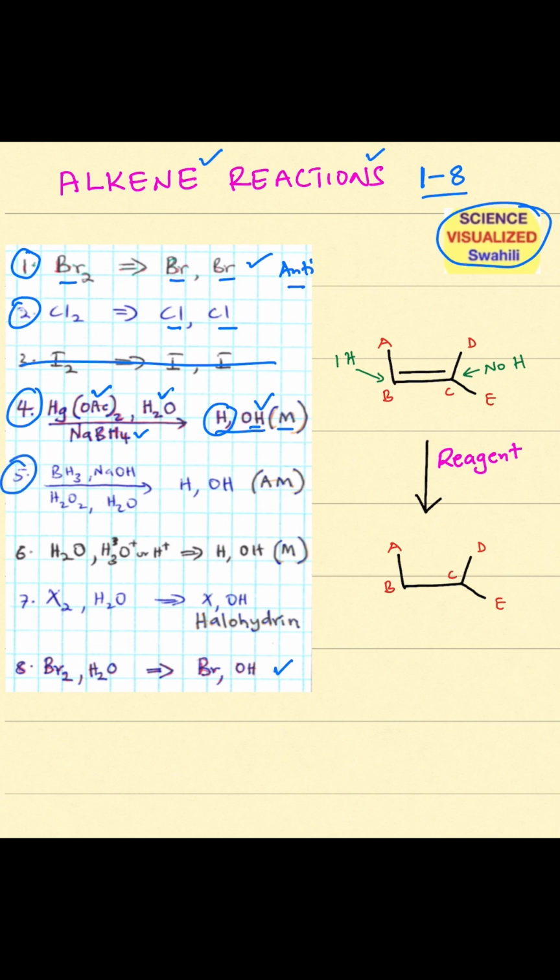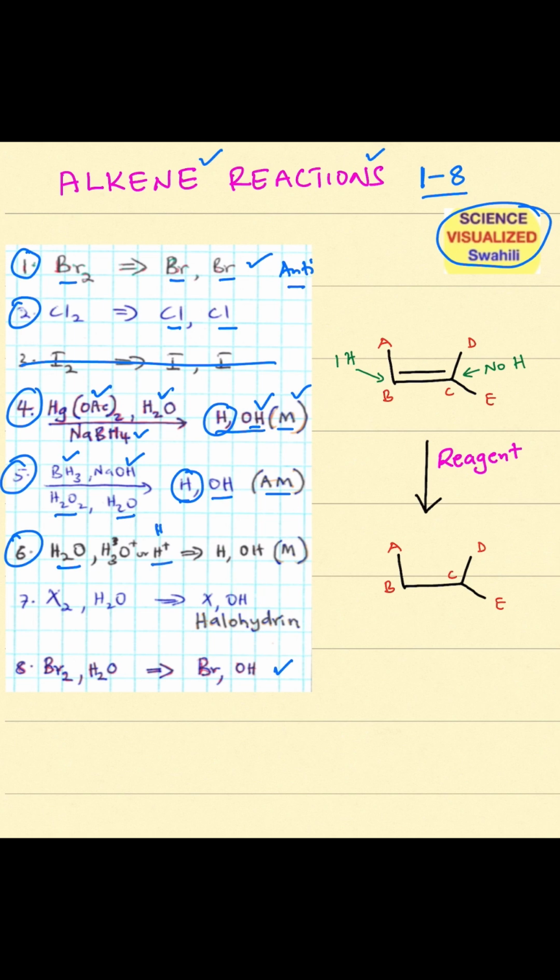Number 5, we are using borane like BH3 or B2H6, sodium hydroxide, hydrogen peroxide, and water. The end result is also hydration, where you add H and OH, but now anti-Markovnikov. So opposite what we saw before. Now H adds to the carbon with the least hydrogen, so you end up with H there, and then OH to the other carbon.